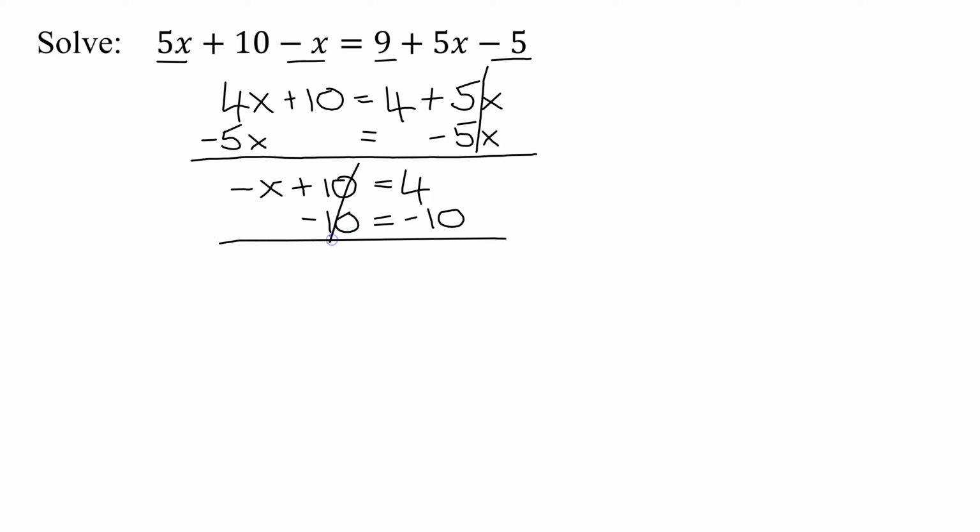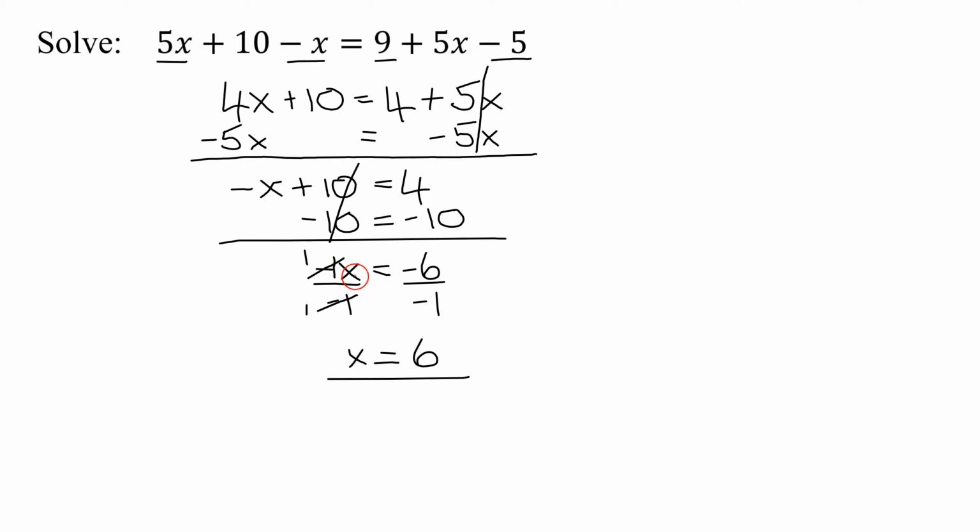And 10 minus 10 is 0. So on the left-hand side, I get negative x equals 4 minus 10 is negative 6. Now, the last thing I have to do is get x by itself. And remember, if I have negative x, it just means negative 1x. So I'm going to divide both sides by negative 1. And these reduce. And I get x equals negative 6 divided by negative 1 is positive 6, because a negative divided by a negative is a positive.